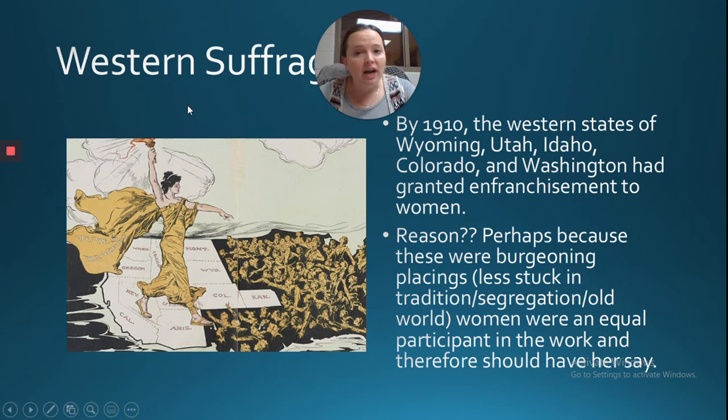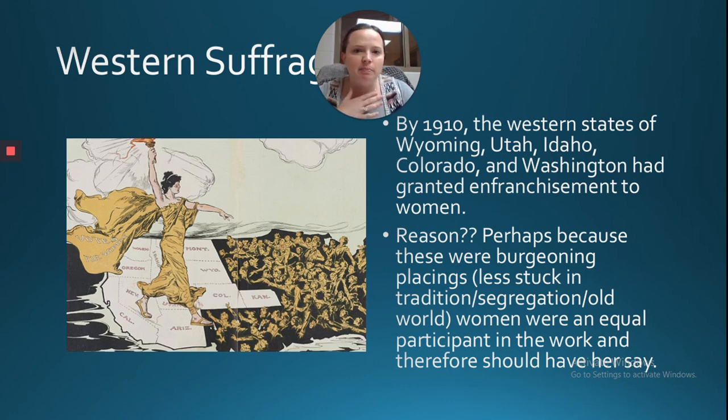So surprisingly, women in the West were given the right to vote way before women in the East. By 1910, the western states of Wyoming, Utah, Idaho, Colorado, and Washington had granted enfranchisement to women. So they had the right to vote.